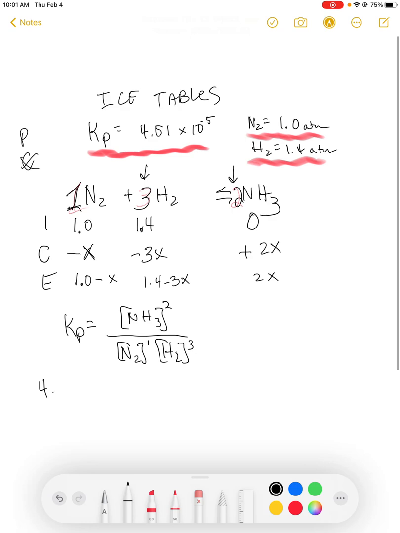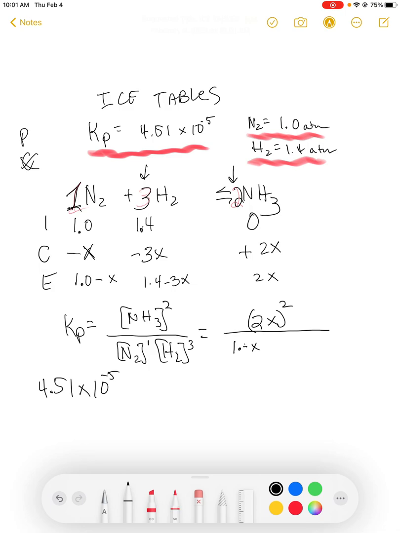Now, we know what Kp is. We know that it's 4.51 times 10 to the minus 5. So let's fill in what we've got here. The ammonia is 2X, but don't forget, we have to square that. And the nitrogen is 1.0 minus X, to the 1 power. We don't really need the 1. And 1.4 minus 3X raised to the 3rd power.